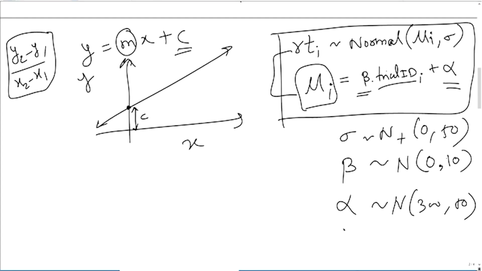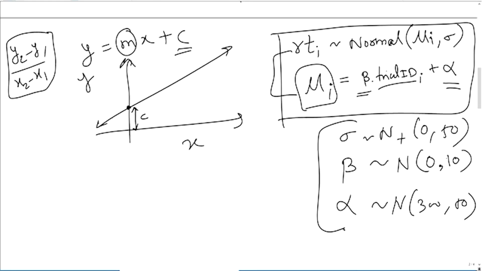Of course, it would be much smaller than this because you have trial IDs from 1 to 500. So the change is not going to be as large as 10 milliseconds, but you are allowing the possibility between minus 20 and plus 20, which is fine. So this is your prior on parameter beta. So beta can take values anywhere between minus 20 and plus 20. And that's your prior assumption. So now your model is ready.